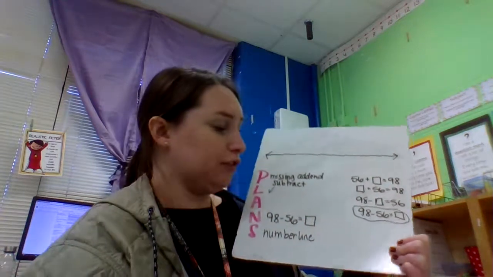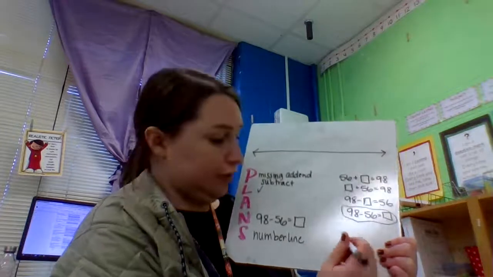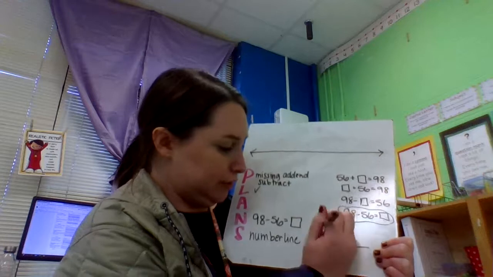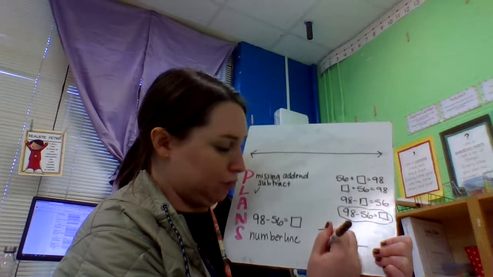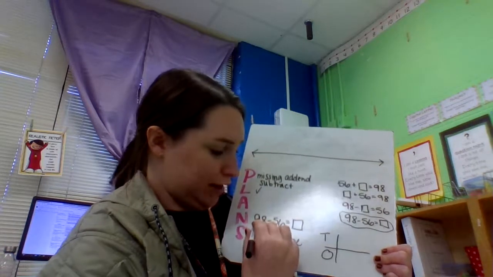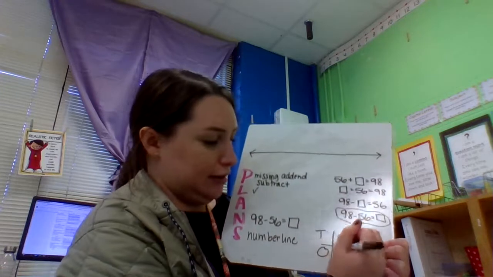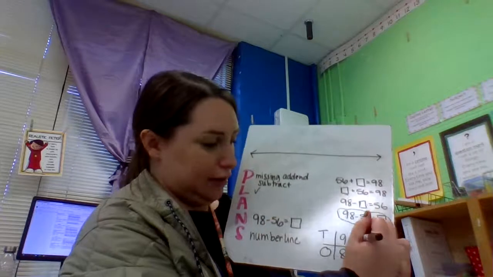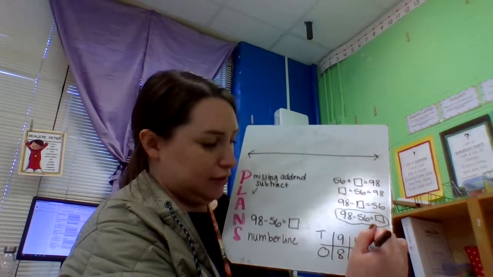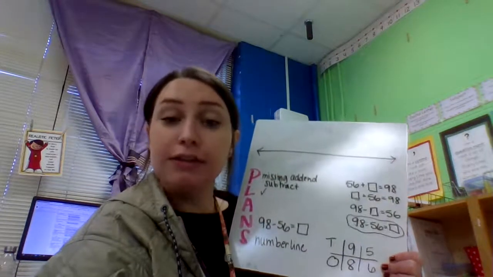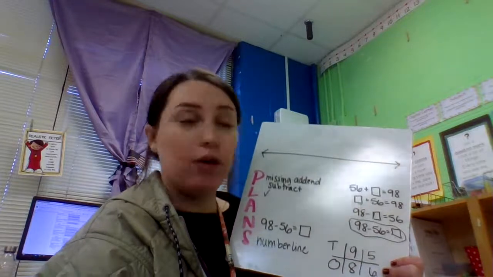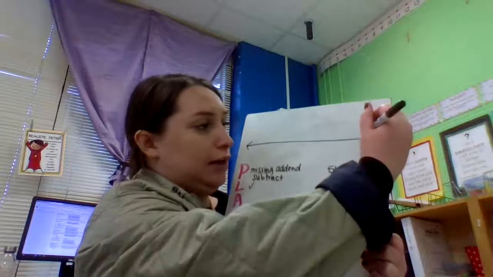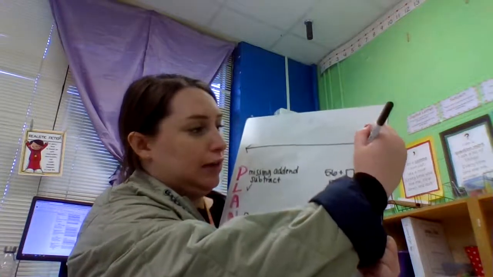Let's first do our tens and ones. I'm going to have to do it down here because that's the only space I have. So here's tens and here's ones. For 98, there's 9 tens and 8 ones. For 56, there's 5 tens and 6 ones. Now it's time to subtract. When I'm subtracting, I start with the larger number. So I'll put that number down here, which is 98.